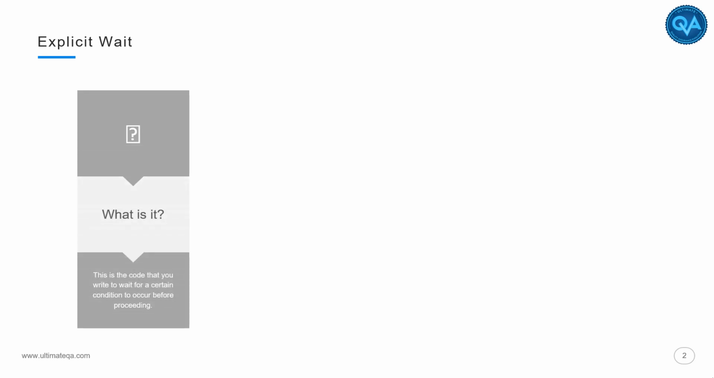So let's talk a little bit about explicit waits. What is an explicit wait? Well, an explicit wait is the code that you actually write to wait for a certain condition to occur before proceeding. If you noticed with the implicit wait, we actually didn't write any code to wait for any conditions.